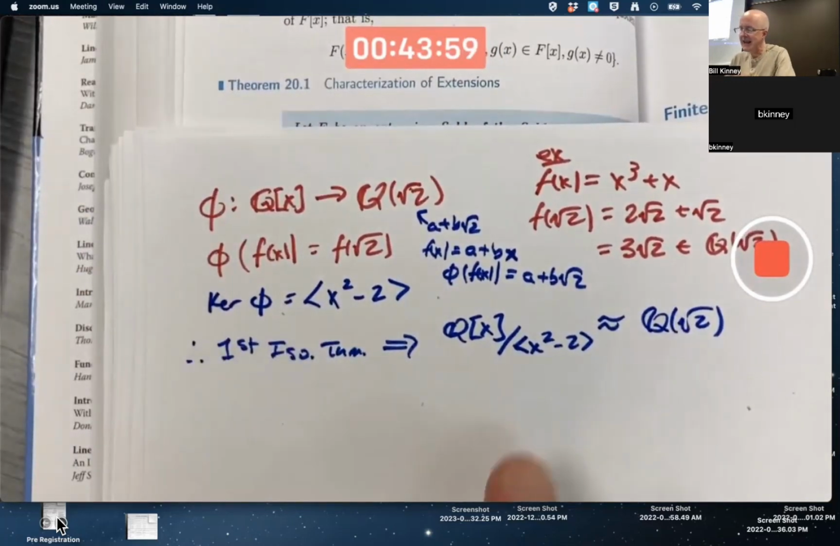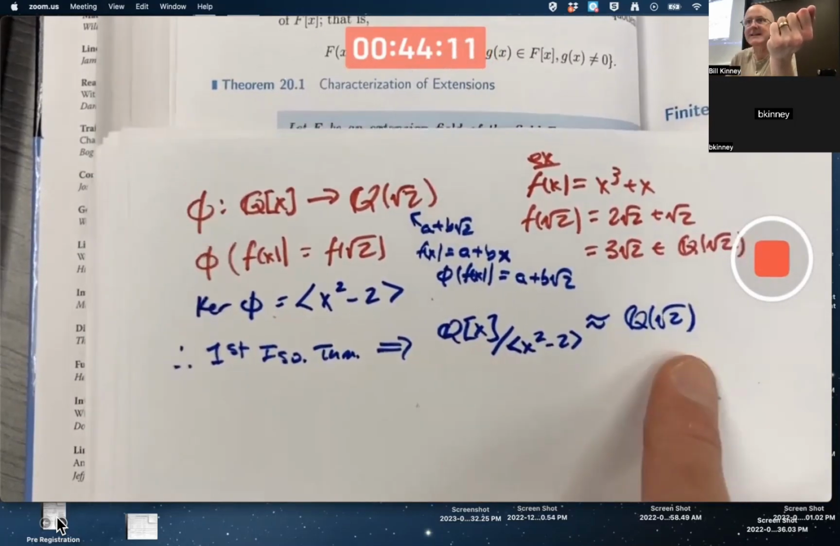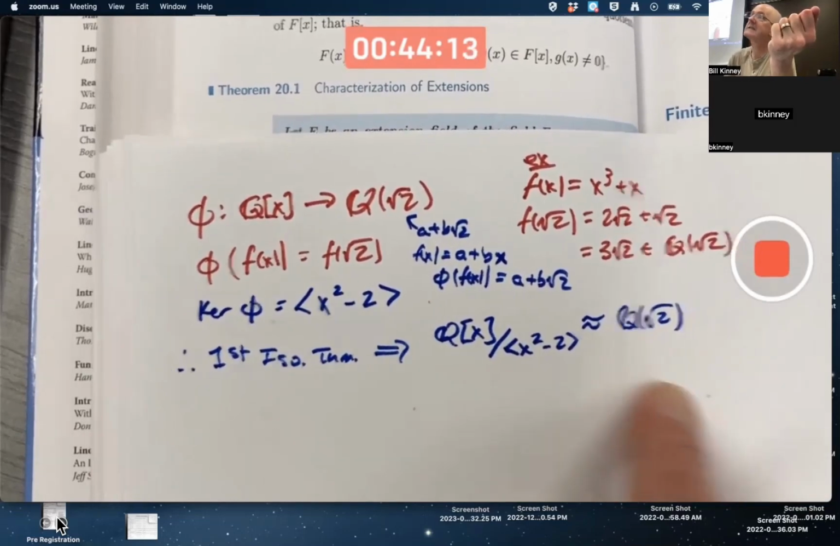And yes, I can think of this, like I talked about on Wednesday, as being also a splitting field for x squared minus 2 over the rationals. Though it's a different kind of field than this is. But they are isomorphic.